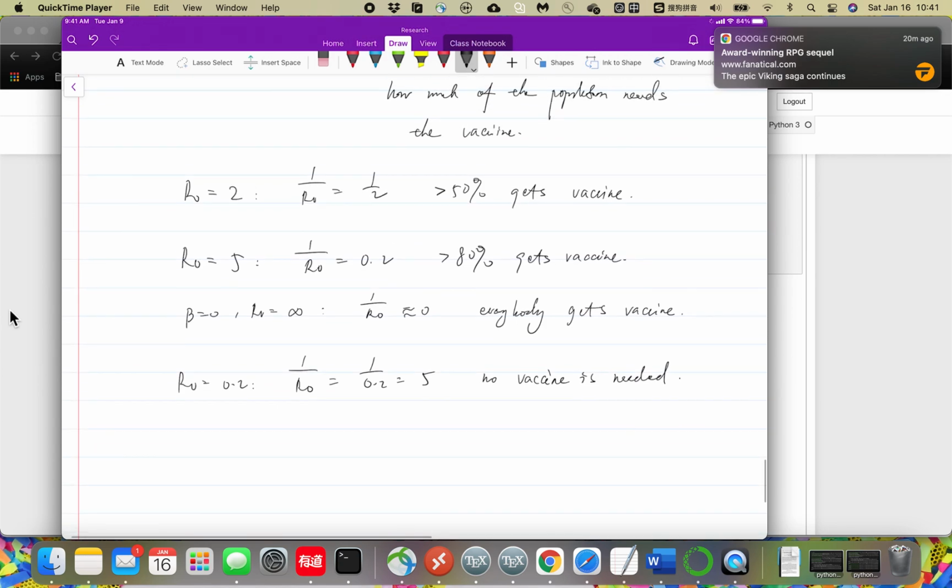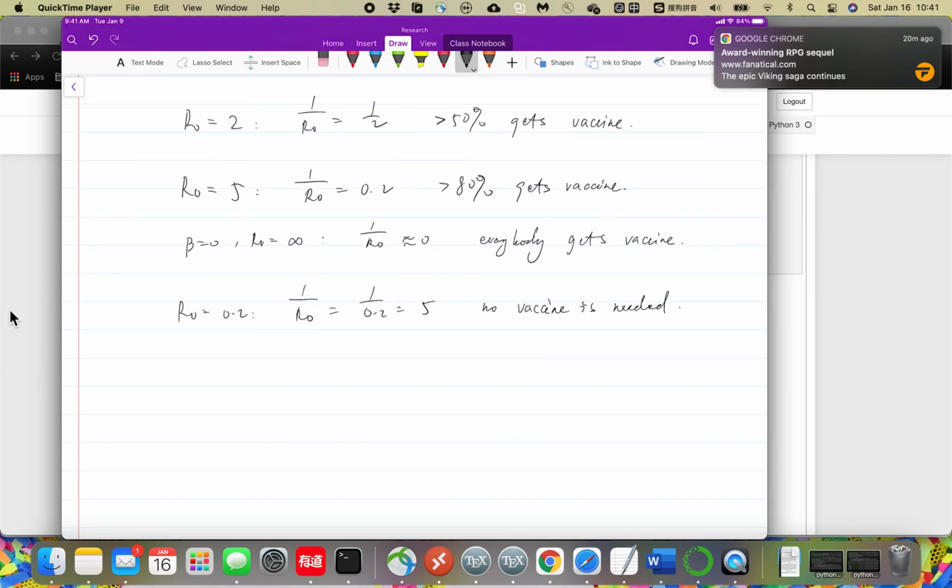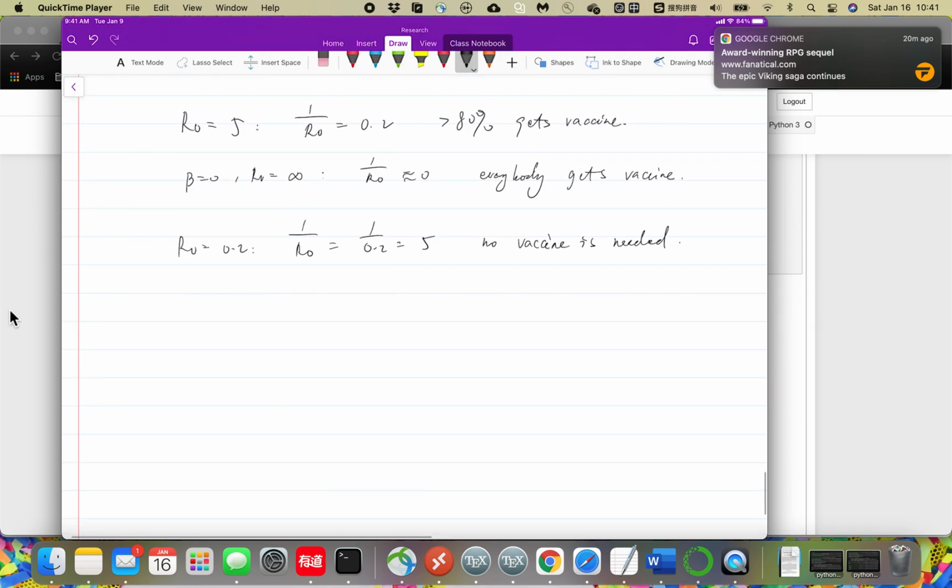So the initial estimation of this R naught number is going to be super important. Of course, there are some other strategies you can take in order to prevent the pandemic, because you can also change R naught. Vaccine changes S0, right? So how do you change R naught? Stop the pandemic.